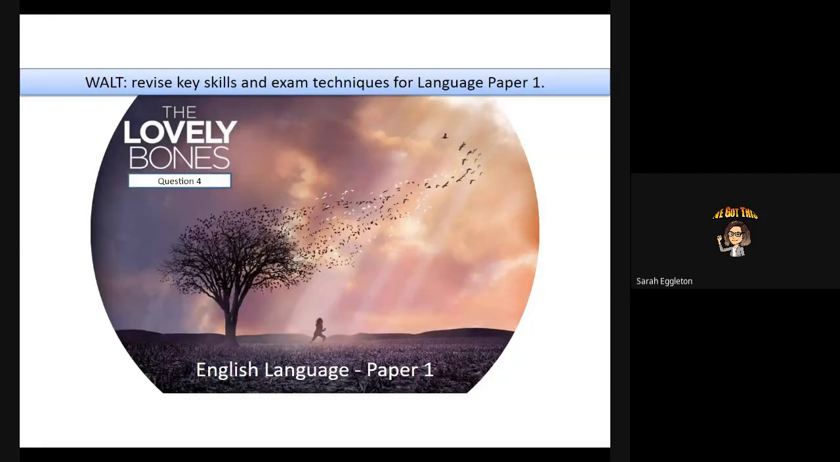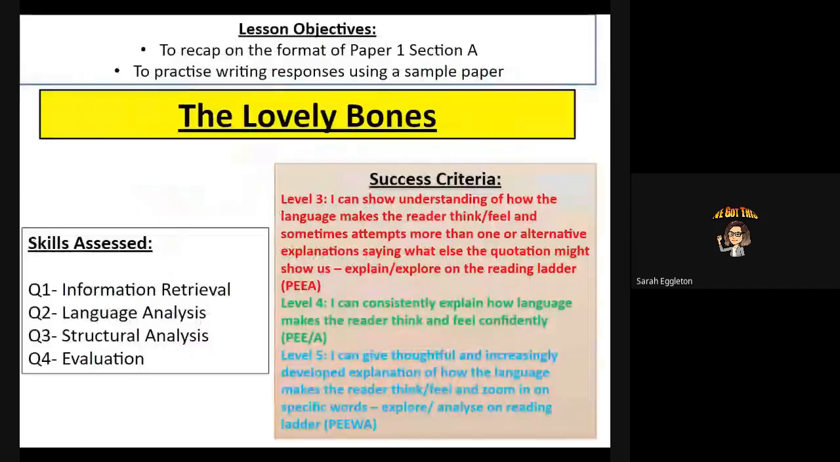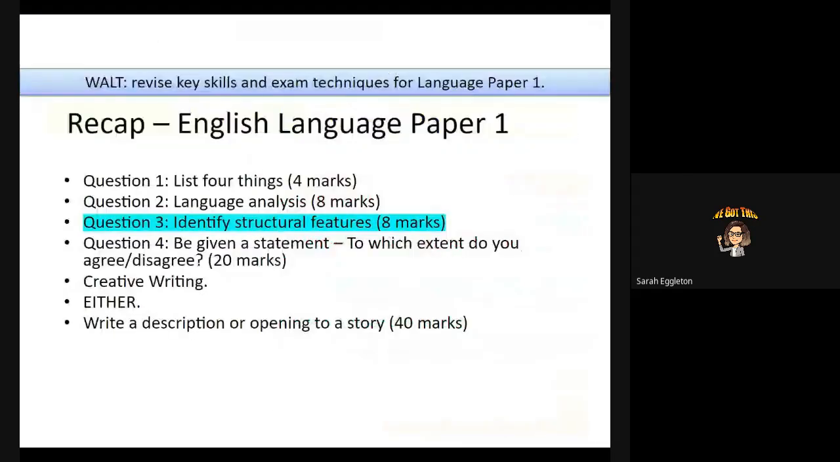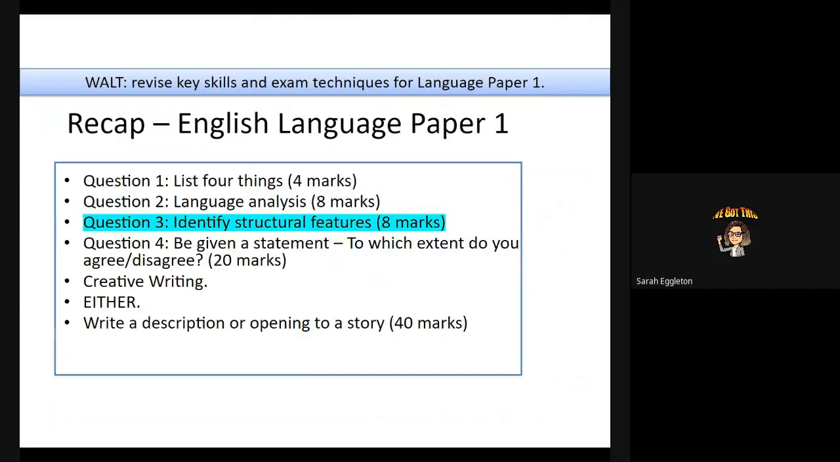Hello and welcome to this masterclass on question 3 of English Language Paper 1. We are continuing with our study of the Lovely Bones extract this lesson, but instead of analysing language like we did last lesson, this time we are focusing on structure.